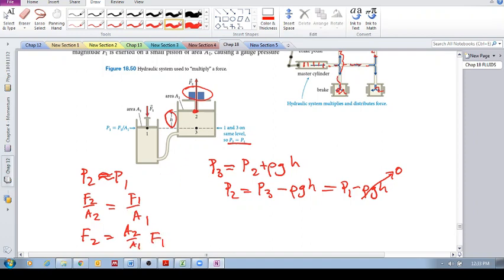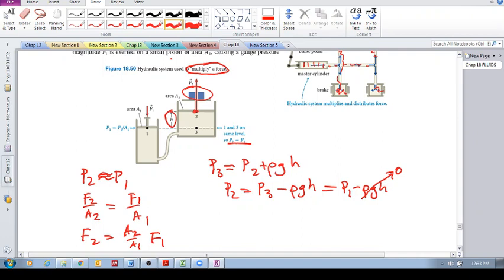So you are multiplying your input force. You apply a force with a smaller area A1, and then it gets multiplied. This F2 is then A2 over A1 times F1. If A2 is larger than A1, then you are multiplying your input force and you're getting a larger output force there, F2. Does that make sense?